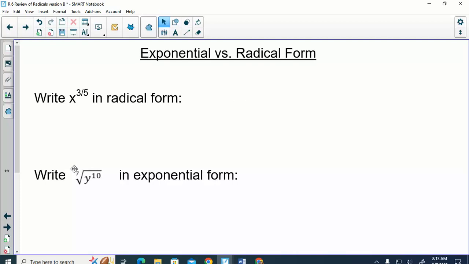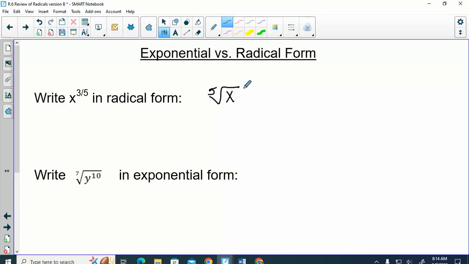So exponential means it's written as an exponent. Radical is when it's written as a radical. So if I ask you to write x to the 3/5 in radical form, that means I need to write it with a radical instead of the exponent. So what would I say? 5th root of x cubed.